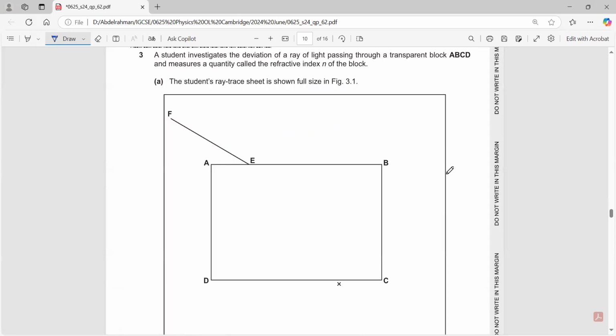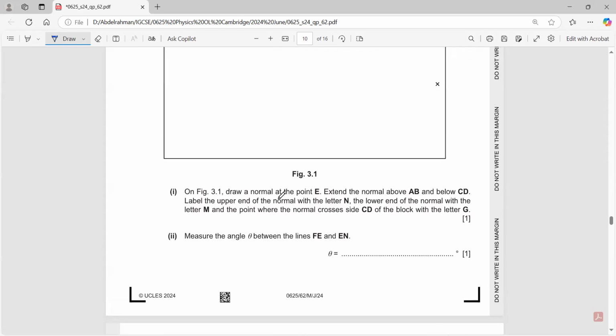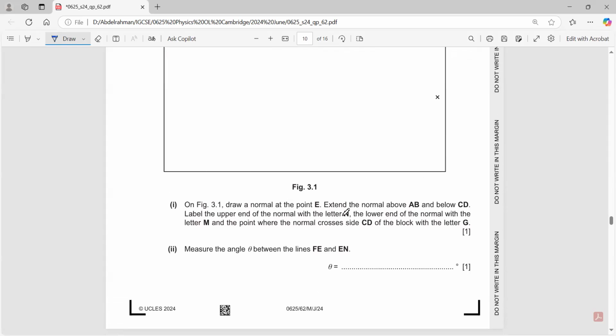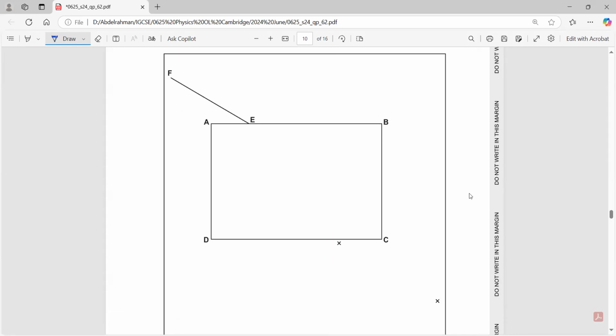A student investigates the deviation of a light ray passing through a transparent block, and then he measures the refractive index. Let's draw. On figure 3.1, draw the normal at point E. Extend the normal above AB and below CD. This is my normal.